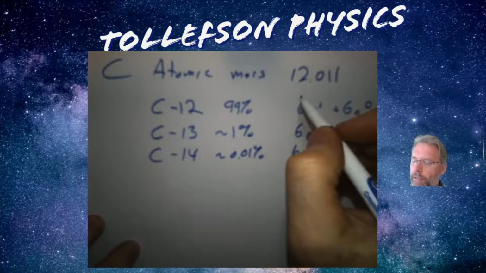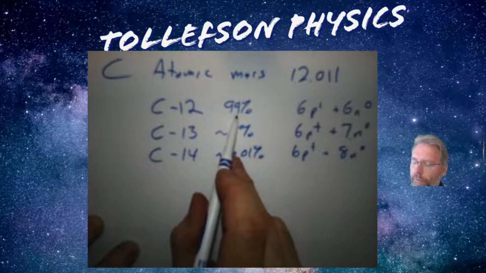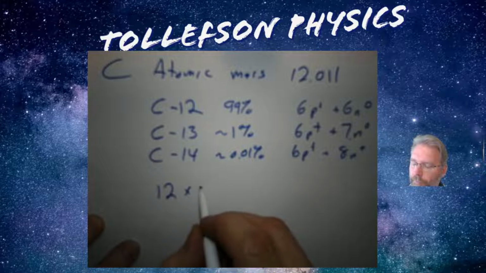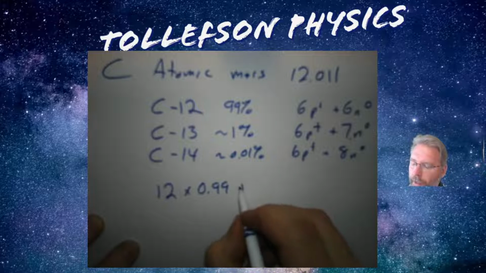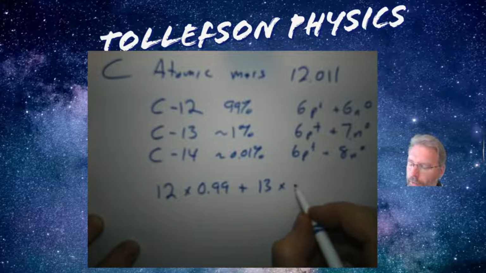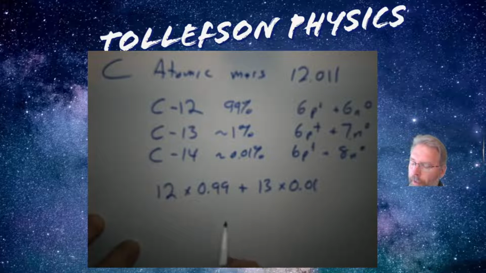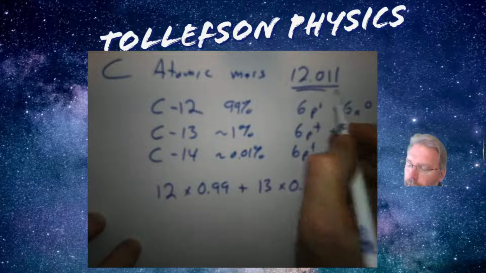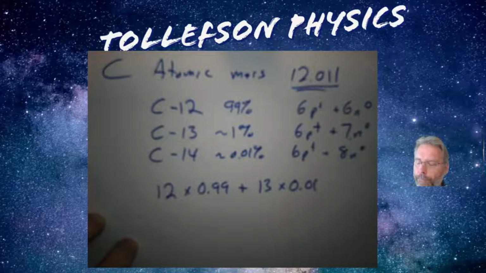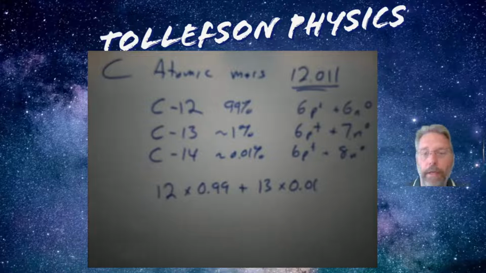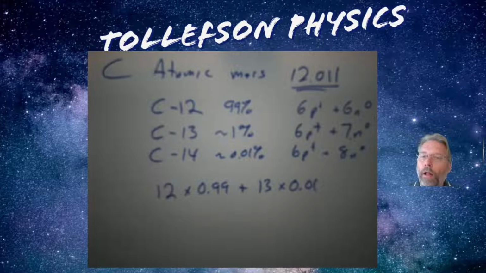So what happens is, this has a mass of 12, and there's 99% of it. So there's 99, which means 0.99. And then I add 13 times 0.01. And so what that will give me is a number that gets close to this. And so when you look at numbers on the periodic table, what you're actually looking at is the mass is an average of all of the different isotopes that exist.